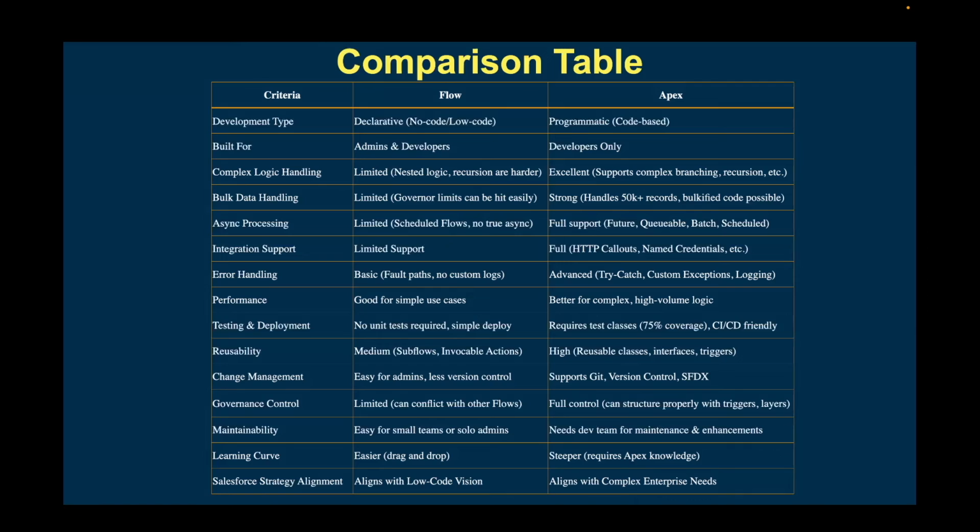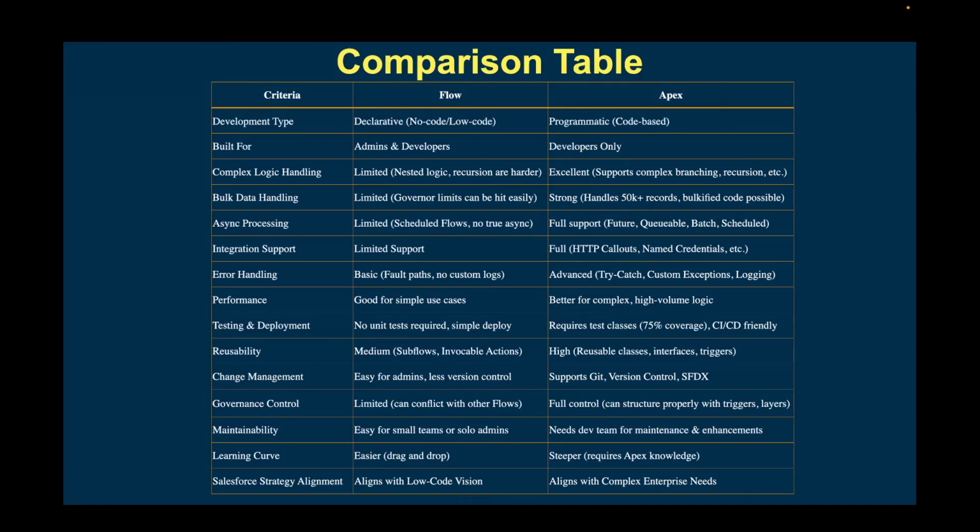For testing and deployment, Flow requires no unit test code, so we can easily deploy it. But for Apex, we require test class coverage, 75% coverage should be there, and it is CI/CD friendly. For reusability in Flow, we can create a subflow and implement invocable actions, so you can say it's medium support for reusability. But in Apex, we can create highly reusable classes, implement interfaces, and triggers, which are very reusable. For change management, Flow is easy for admins and less version control is required.